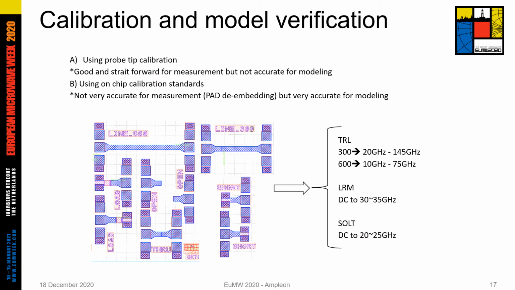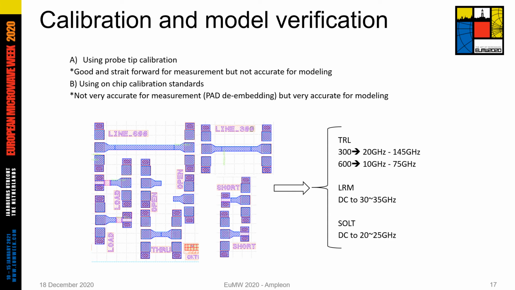Okay, for having a good model, as I mentioned, the key is having accurate measurements. To have accurate measurements, we need a good calibration and a very good model verification. Typically, we have two calibration options with the probes. One is using the calibration of the probe tips to the probe tips, which is straightforward using the standard cal kit. This typically is good if you measure the PA or LNA when the pad is there. But this is not accurate for the model. I will come to that.